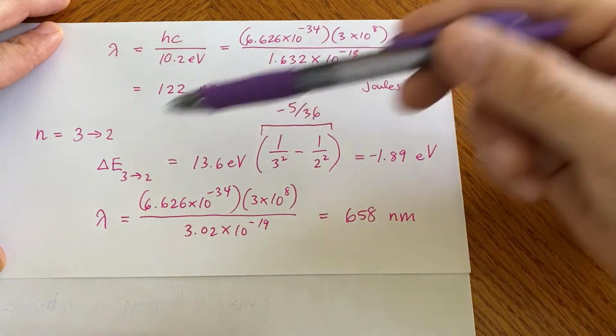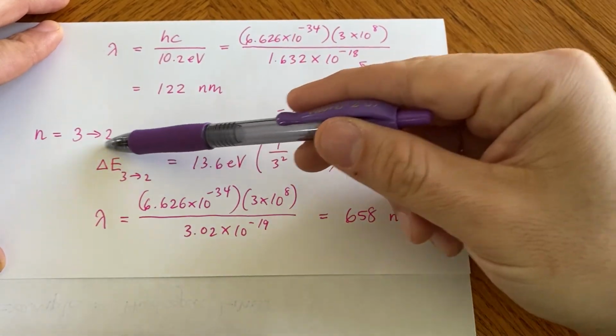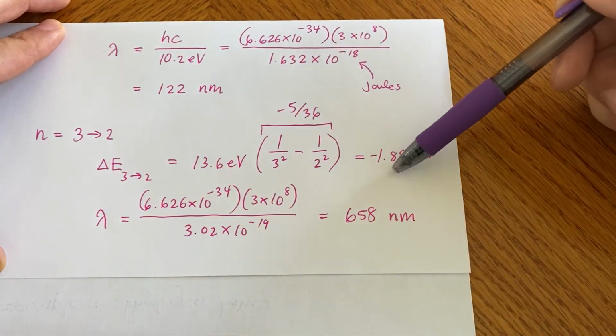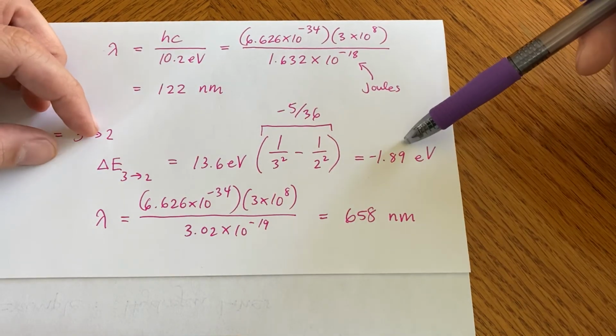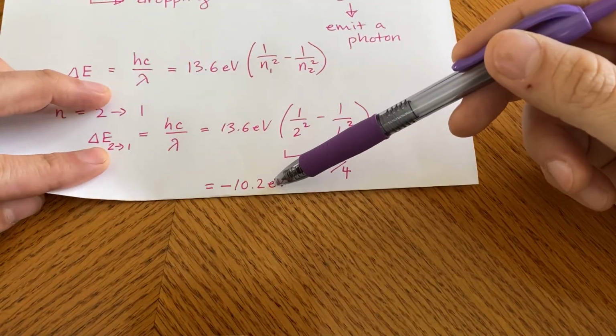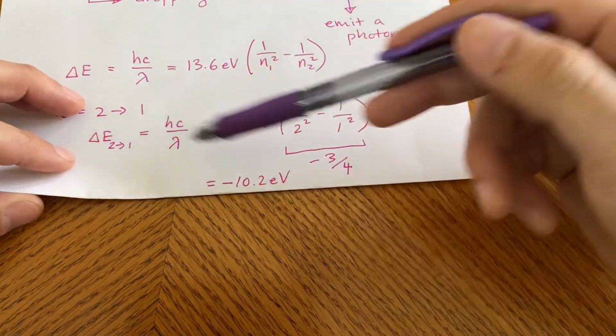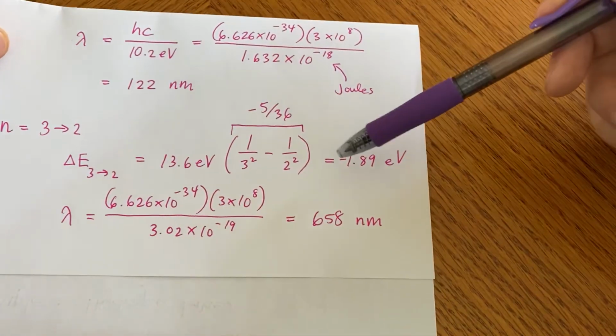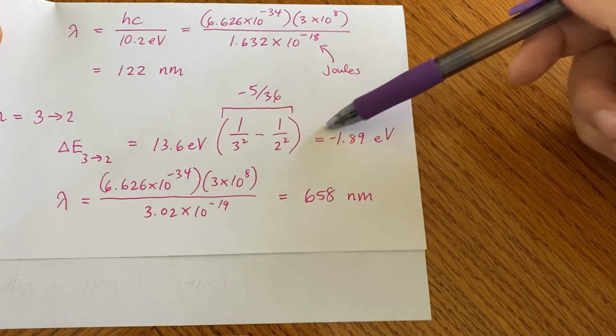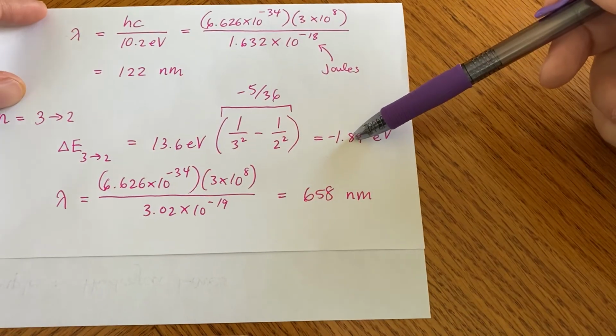And the photon's energy is 1.89 electron volts. So going from 3 to 2 is actually, if you compare it, a smaller amount of energy. So for 2 to 1, the photon is 10 electron volts. From 3 to 2, it is only about 2 electron volts.